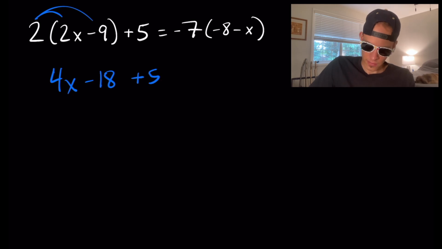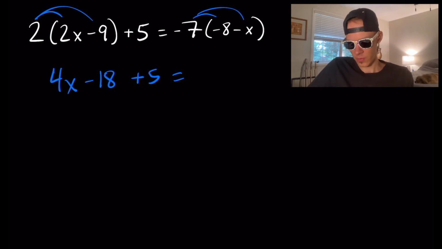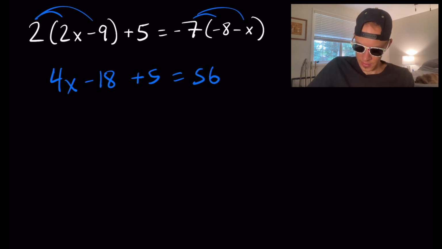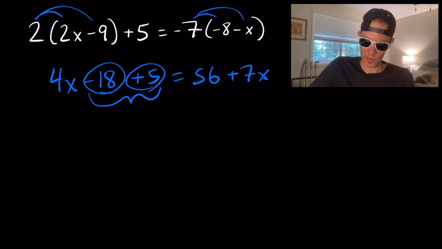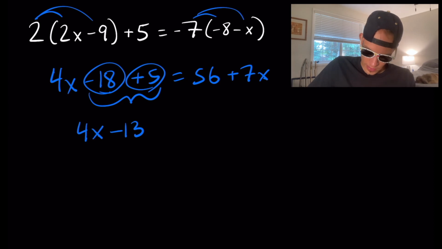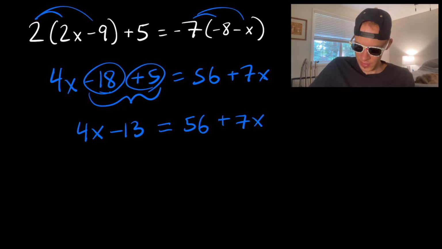Then we got plus 5 equals, I'll distribute the negative 7 into that parentheses on the right side of the equal sign. So negative 7 times negative 8 is going to be positive 56. Negative 7 times negative x is going to be positive 7x. I'll go ahead and combine those two like terms because they're constants. They don't have a variable. So negative 18 and positive 5 make negative 13. So 4x minus 13 is equal to 56 plus 7x. And these look like the ones we've done before, so it should be pretty easy at this point, hopefully.